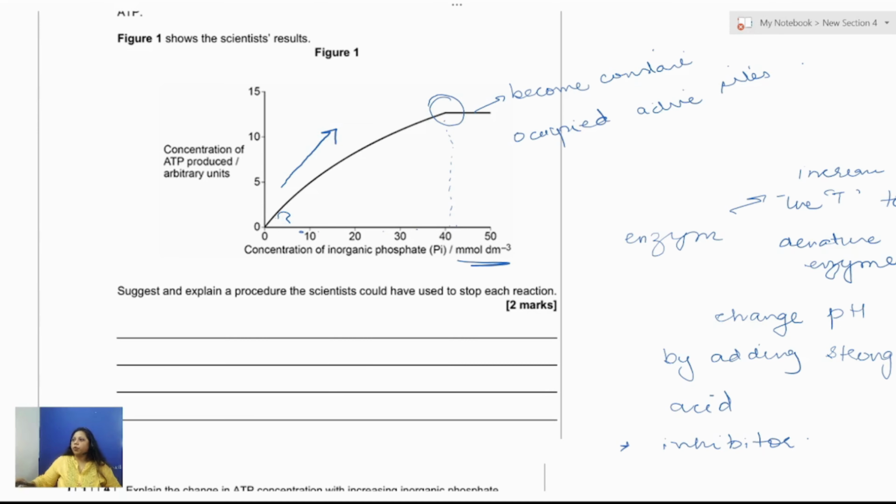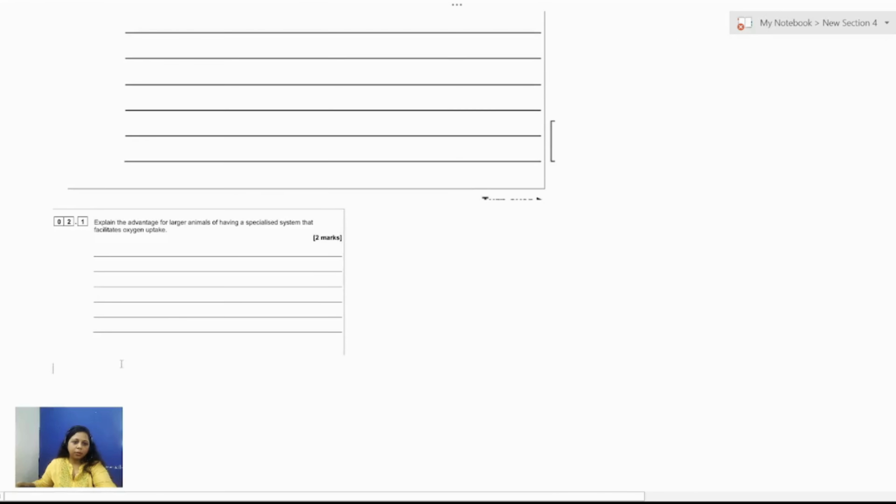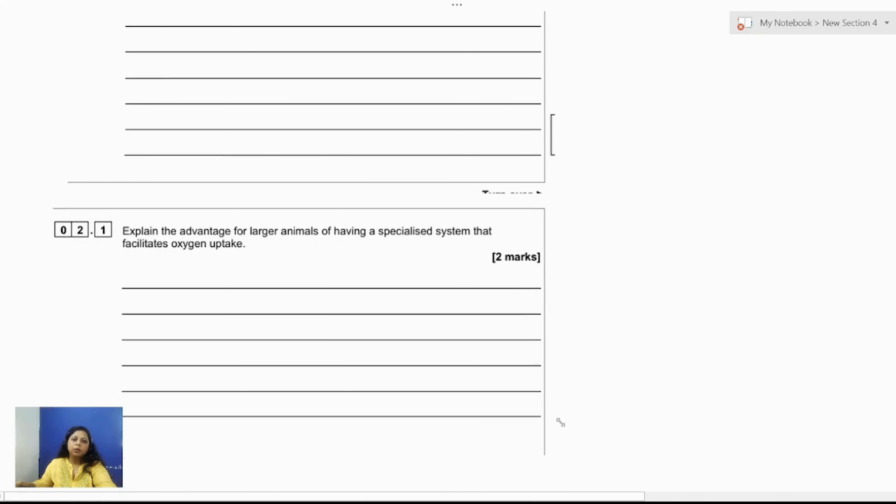Okay, let's move to the next question. Explain the disadvantages for larger animals of having a specialized system that facilitates oxygen uptake. How is it going to benefit us? Exactly. They would have a bigger surface area to volume ratio.